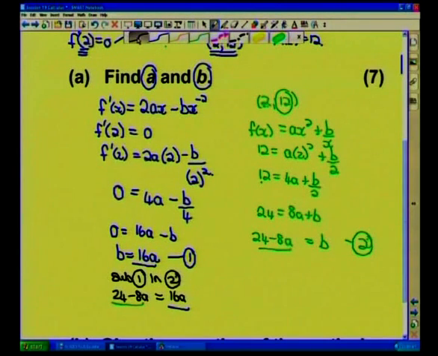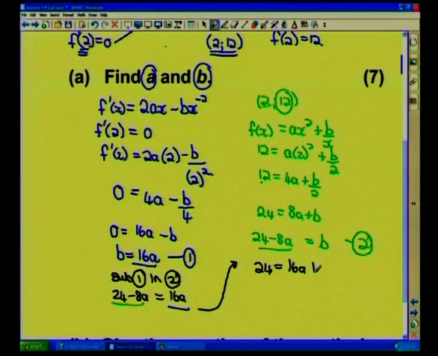Okay, so now we're going to tidy this up. So how are we going to solve it? Let's get the a's to one side. So we have 24 equals 16a plus 8a. So 24 is equal to 24a, which means a is equal to 1. That's good. So we've got this one in the bag.